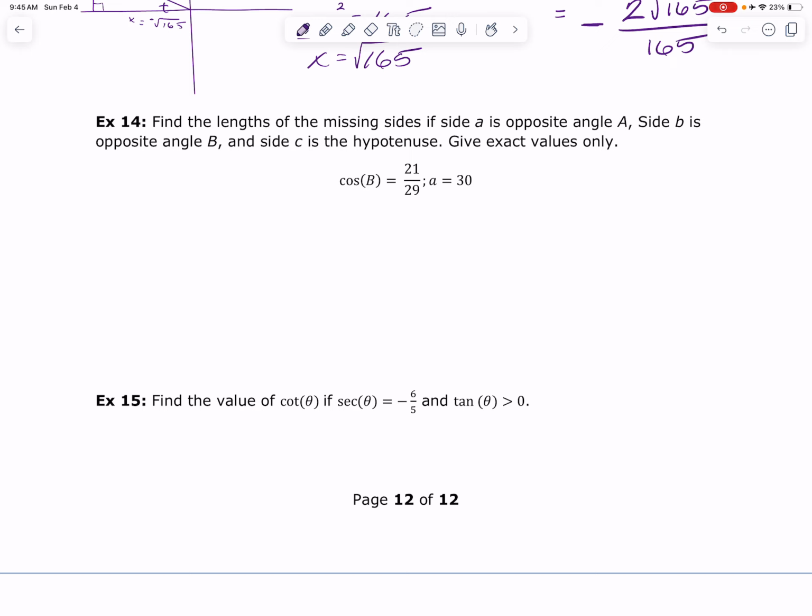Example 14, find the lengths of the missing sides if side A is opposite angle A, side B is opposite angle B, and side C is the hypotenuse. Hypotenuse is always opposite our right angle.